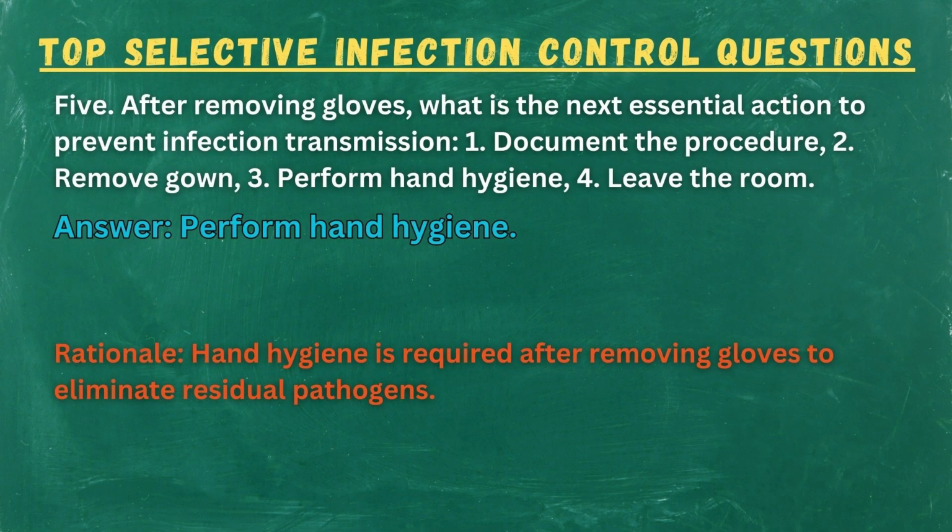5. After removing gloves, what is the next essential action to prevent infection transmission? 1. Document the procedure. 2. Remove gown. 3. Perform hand hygiene. 4. Leave the room. Answer: Perform hand hygiene. Rationale: Hand hygiene is required after removing gloves to eliminate residual pathogens.